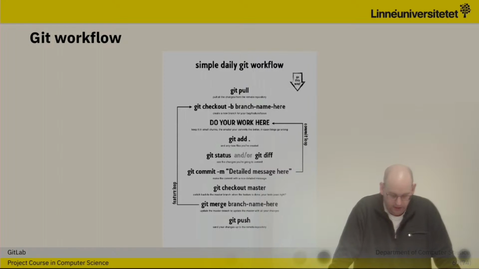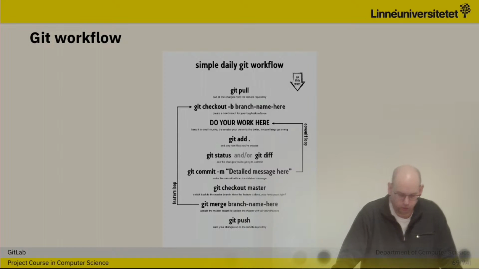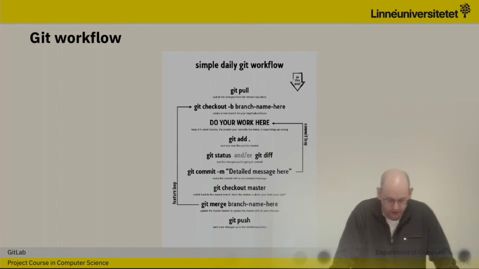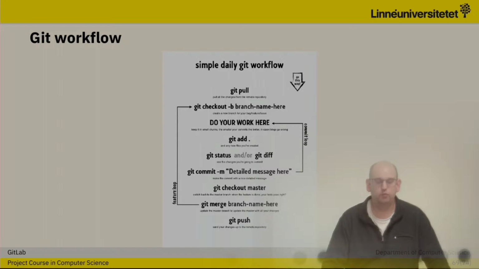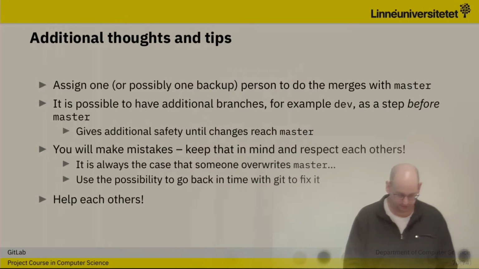So begin your day by doing a git pull, check out and create a new branch with perhaps your name or the name of the feature you're going to do. Do all your work, do some adds and commits, then check out master and merge. The merging part I would recommend you doing on GitLab, the web page, and then just push your stuff so that you are up to date. So basically this, and we explain more in the video series.